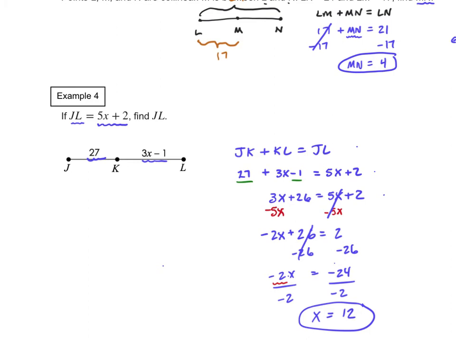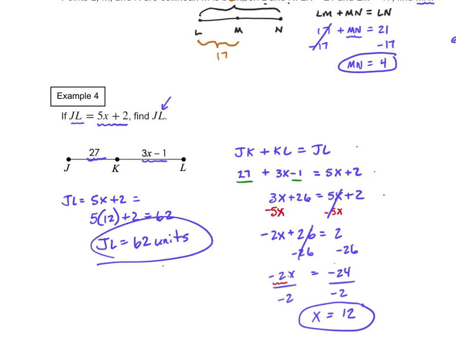All right, I have found x. Now, they didn't say find x. They said find JL. So, but we have something. We know that JL is equal to 5x plus 2. Well, I can now substitute in the value of x. So I have 5 times 12, because I found that x is equal to 12, plus 2 is going to give me 62. So JL is equal to 62 units. Don't know what those units are, but I do know that it's equal to 62 of them.